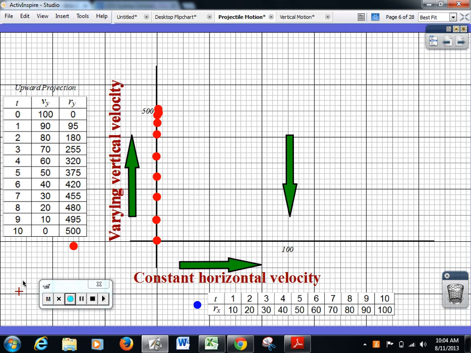Okay? If I also was to throw this ball sideways at a small speed, this is also where it is at time equalling 1 second, we're at 10, and then at 2 seconds we're at 20, and then 3 at 30, and then 4, and so on.